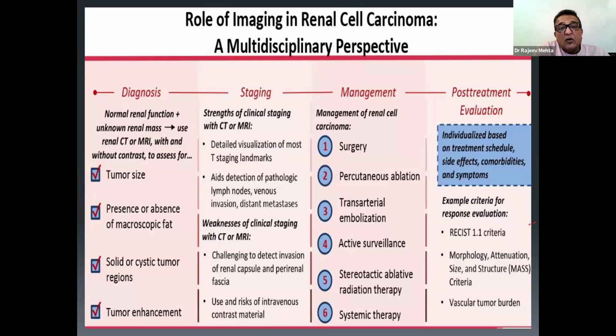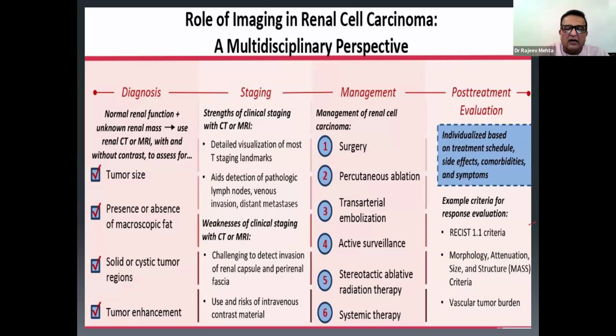It also helps in staging. The T staging can be picked up very easily because of the imaging features, as I mentioned. It also aids in detection of pathological lymph nodes, venous invasion, and distant metastasis. The only challenge in clinical staging is that at times the CT can either overread or underread the renal capsule and perirenal fascia involvement. And of course, there is the use and risk of intravenous contrast material.